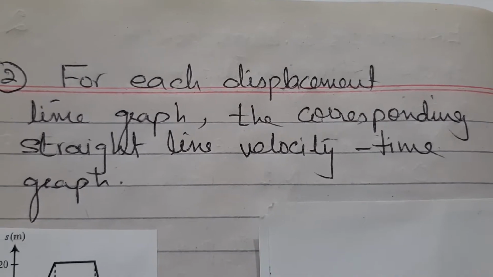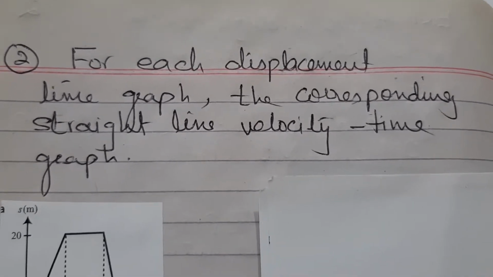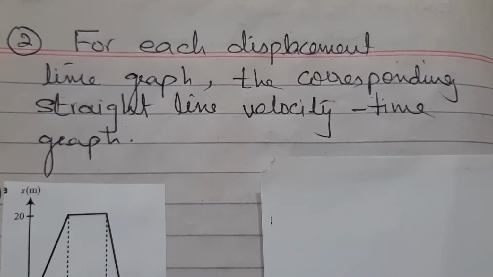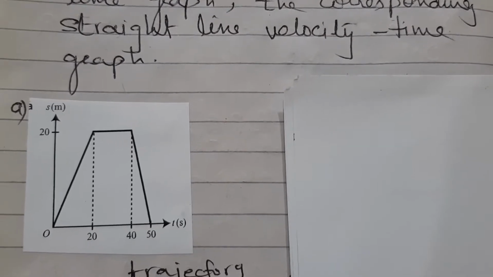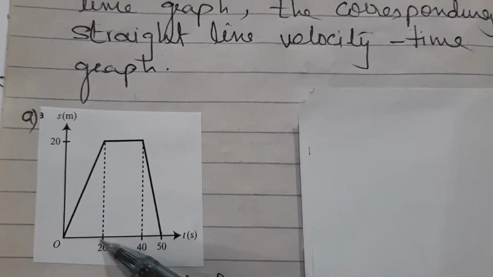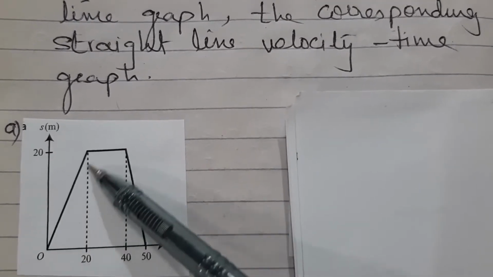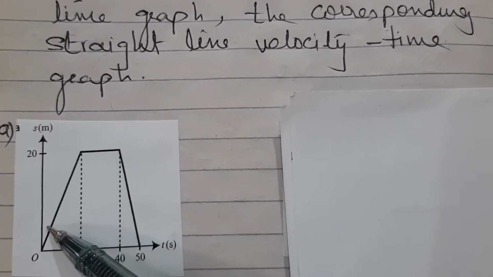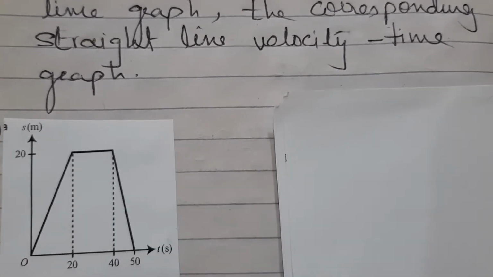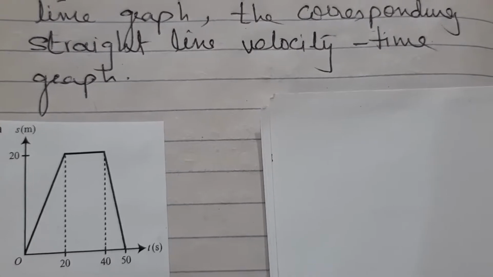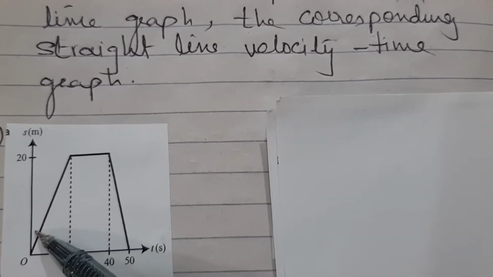Now we will see two displacement time graphs, and then we will draw the corresponding straight line velocity time graph for those displacement time graphs. So let's look at this one first. Now, if you see here, the line is a straight line which is going like this. I have just shown you a minute ago that this means constant velocity, right? And we also know that the gradient of the displacement time graph gives us the velocity.